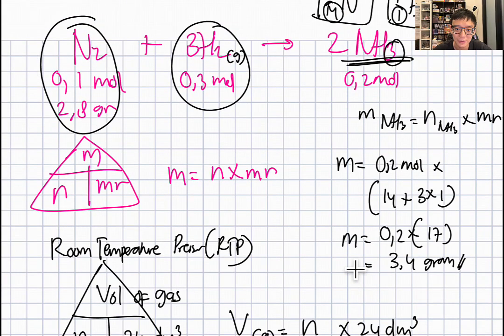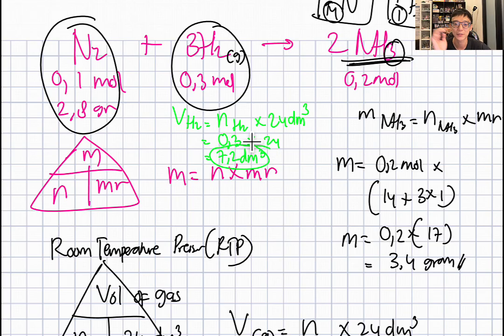So for example here, in this reaction, you are asked to find the volume of hydrogen gas. Then we can easily find it. The volume of hydrogen gas is equal to the mole of hydrogen multiplied by 24 decimeter cube. So it's 0.3 multiplied by 24, or 7.2 decimeter cube. So this is the volume of hydrogen.